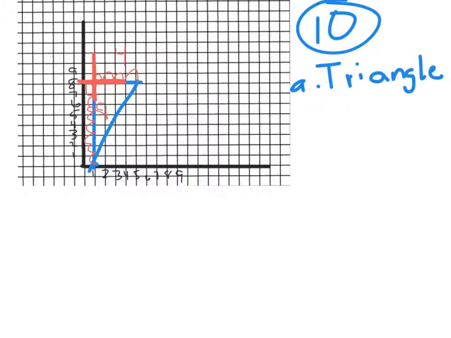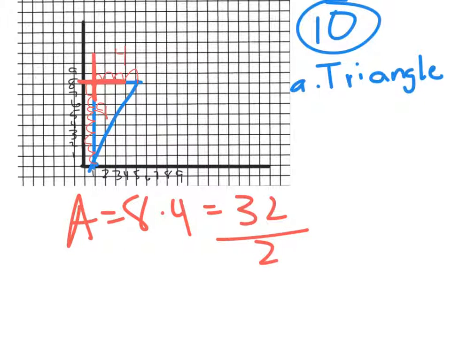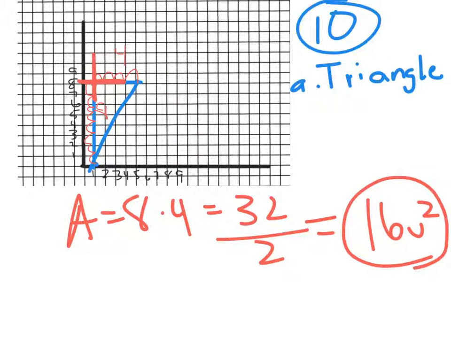Okay? So for the area, you would just do area equals 8 times 4, which equals 32. And then remember, for triangles, you have to divide by 2. So you get 16 units squared for your answer. Okay? And that's it.